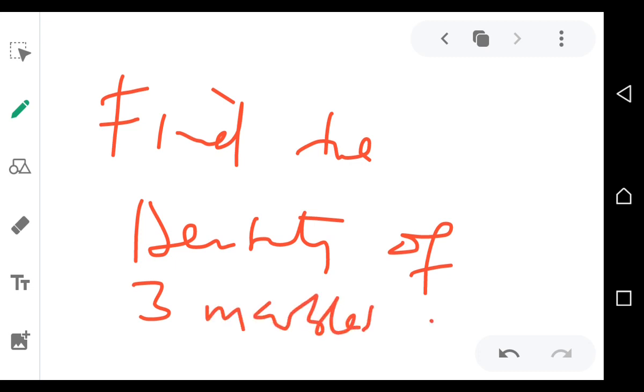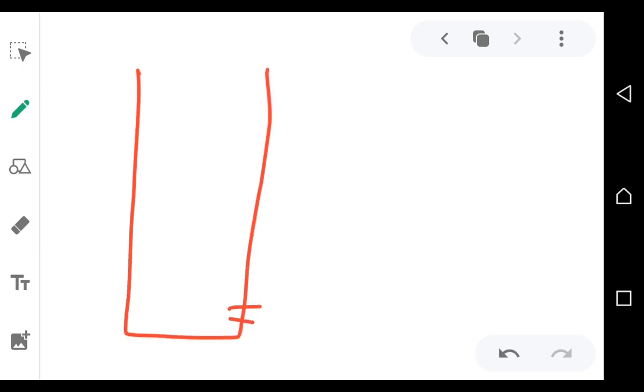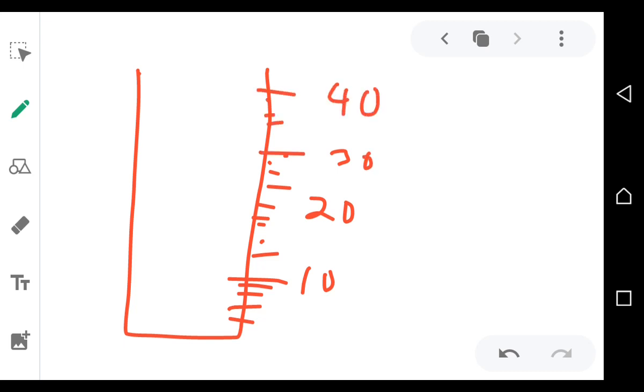Okay, 3 marbles. You know marbles, those marbles that you used to play with when you were a kid. So you can go and find the measuring cylinder that I've put, a measuring cylinder that is calibrated. It's calibrated like this. So I can say this is 10 and so on, this is 20, 30 there, and then 40 there.